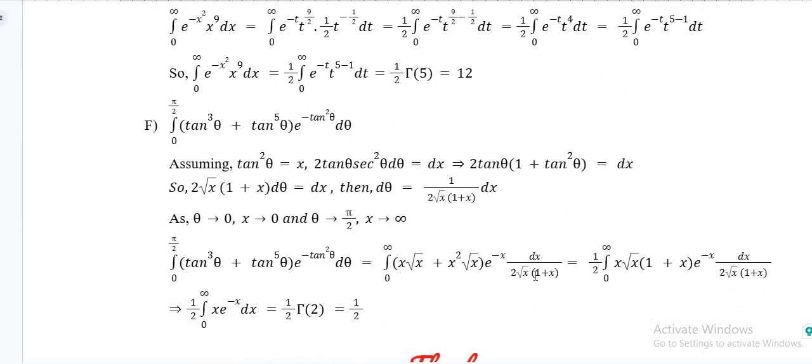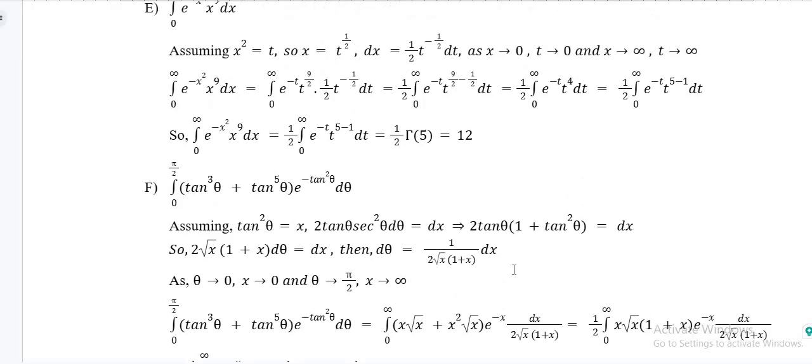Now you have another one in a bit different form. So what is this form? Here we have the tan function: tan to the power 3 plus tan to the power 5, e to the power minus tan squared theta d theta. It is nowhere looking like a generalized form of a gamma function, but still we can put this in a gamma function form. So what we have to do is consider tan square theta equal to x. So dx is equal to 2 tan theta sec square theta d theta.